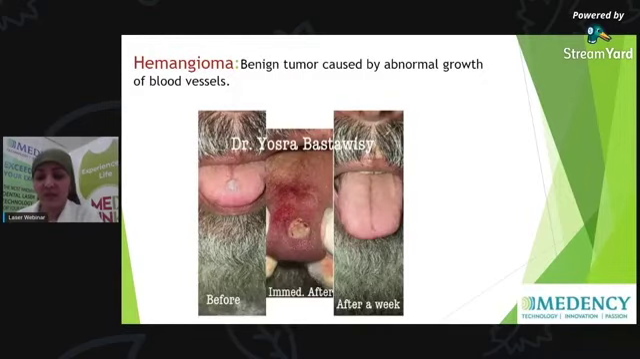As you can see, it's a benign tumor caused by abnormal growth of blood vessels. So before, the patient is suffering from a hemangioma in the tongue, and this is immediately after. I didn't do any ablation, only a treatment. So it looks like a white scale, and you have to inform your patient that this white scale is going to drop off his tongue within days. And this actually happened after 1 week. It's beautiful, completely healed, no more hemangioma.